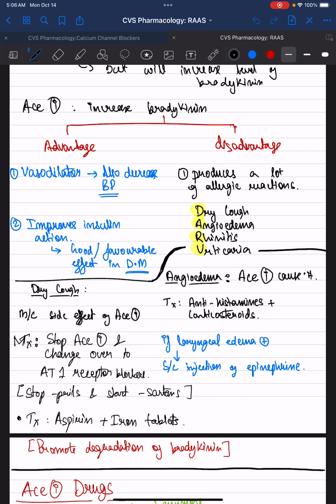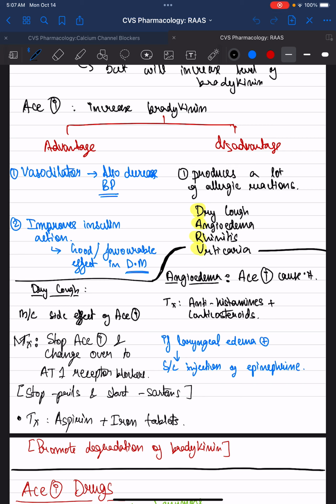So angioedema is due to ACE inhibitors, and the treatment for angioedema is the usage of antihistamines and corticosteroids. If the angioedema leads to laryngeal edema, which can be fatal, you have to give a subcutaneous injection of adrenaline, slash epinephrine. It is the same thing, but you have to give that because laryngeal edema is life threatening.